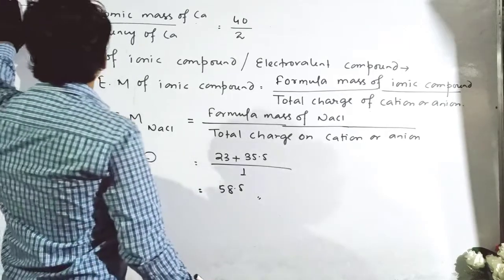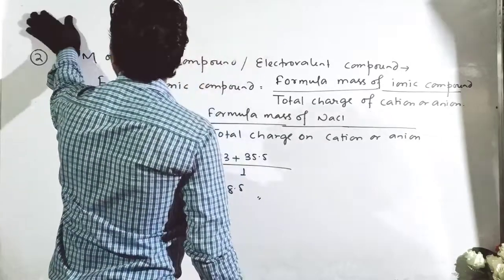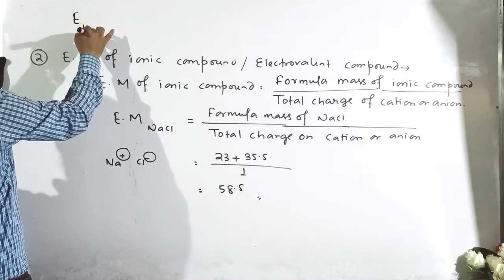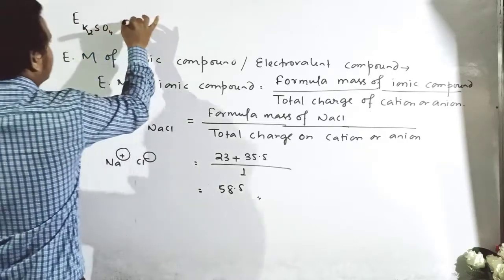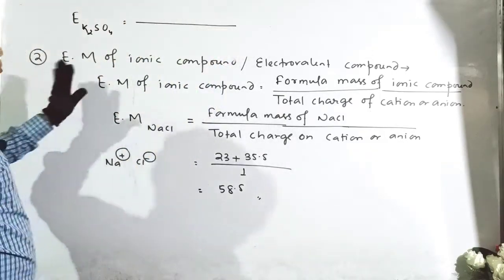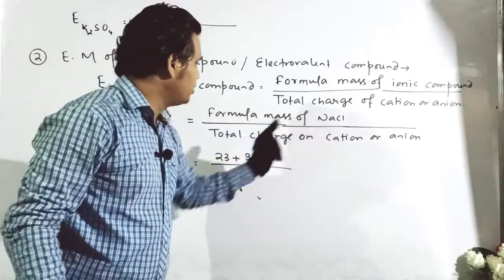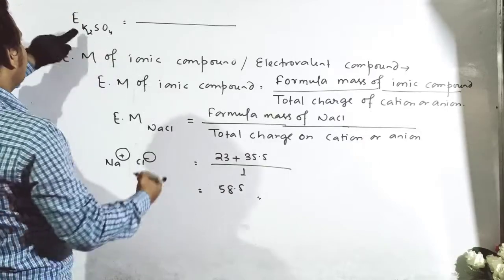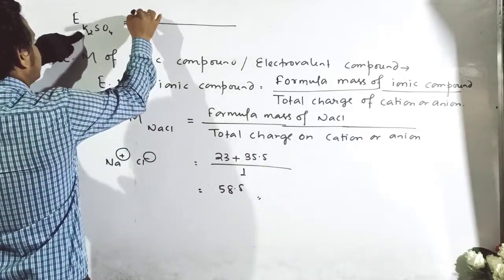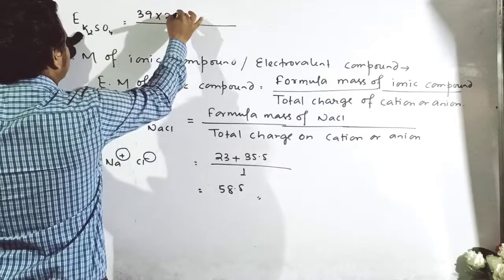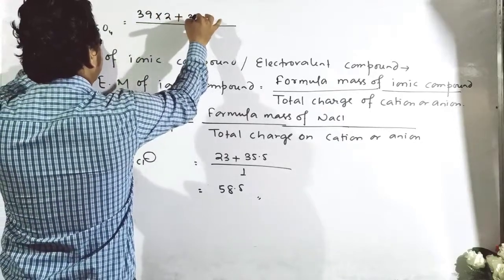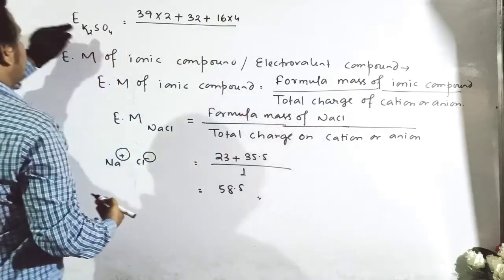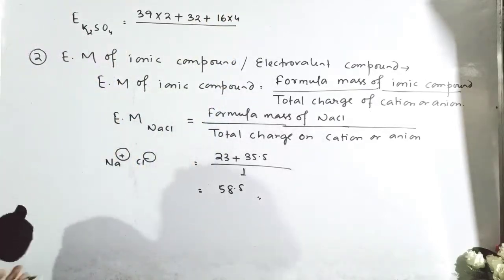Suppose K2SO4, the equivalent mass of K2SO4. What will be the formula? Formula mass of K2SO4 by total charge. What is the formula mass of K2SO4? Potassium mass is 39, 2 times. Sulfur mass is 32. Oxygen mass is 16, 4 times. And what is the charge on the cation or anion?